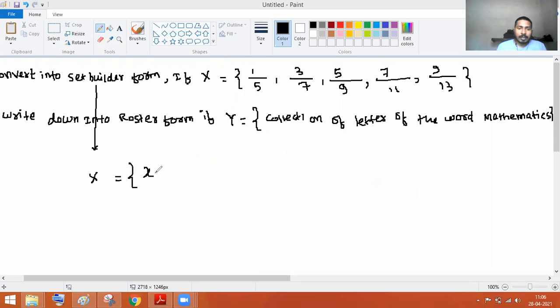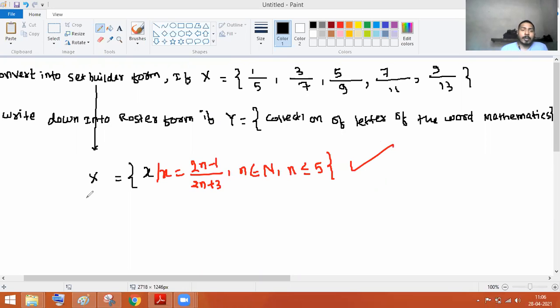Now, what will the answer be here? The x is x equal to 2n minus 1 upon 2n plus 3, where n belongs to the natural numbers and n is less than or equal to 5. Okay, this is the answer. What about the y set? Can anyone tell me what y is? We have to convert it into roster form.